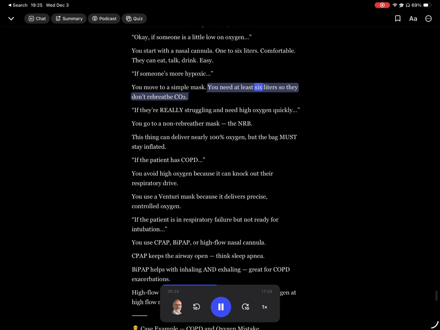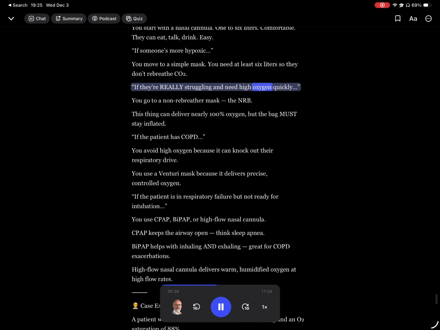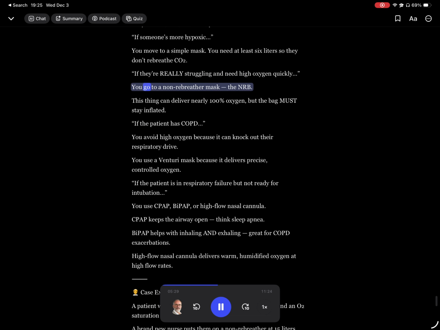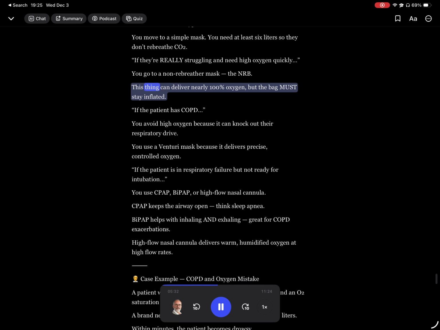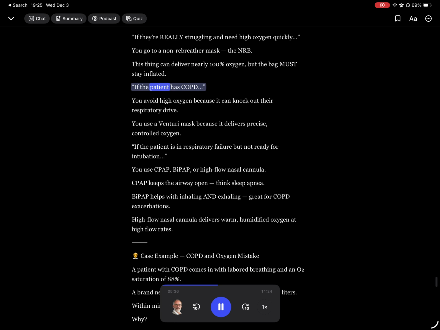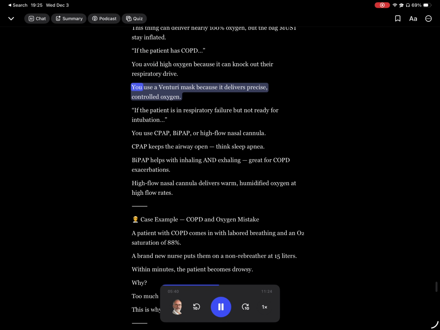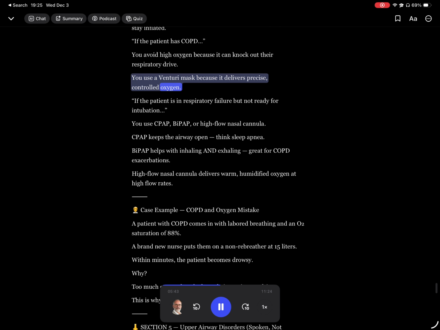You need at least 6 liters so they don't rebreathe carbon dioxide. If they're really struggling and need high oxygen quickly, you go to a non-rebreather mask, the NRB. This thing can deliver nearly 100% oxygen, but the bag must stay inflated. If the patient has COPD, you avoid high oxygen because it can knock out their respiratory drive. You use a Venturi mask because it delivers precise, controlled oxygen.